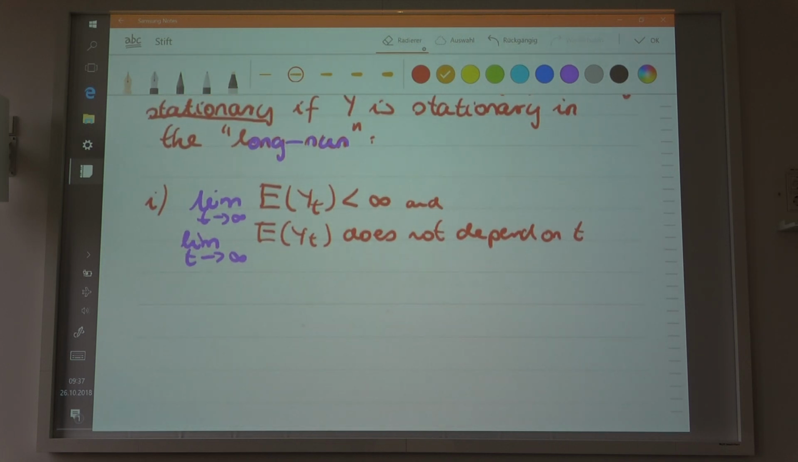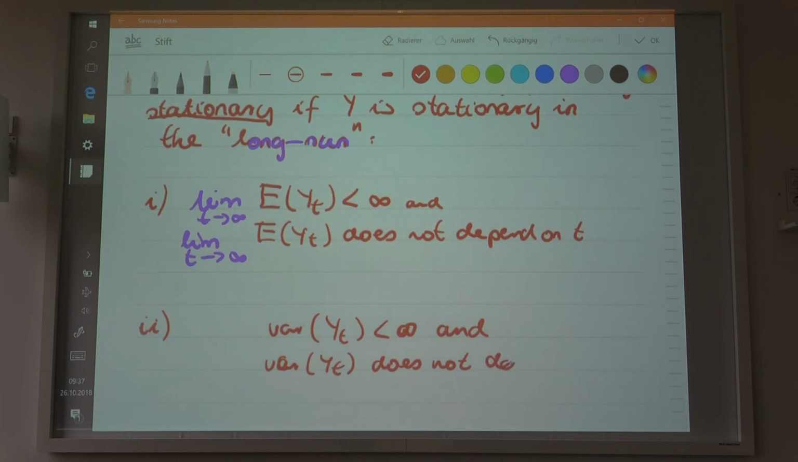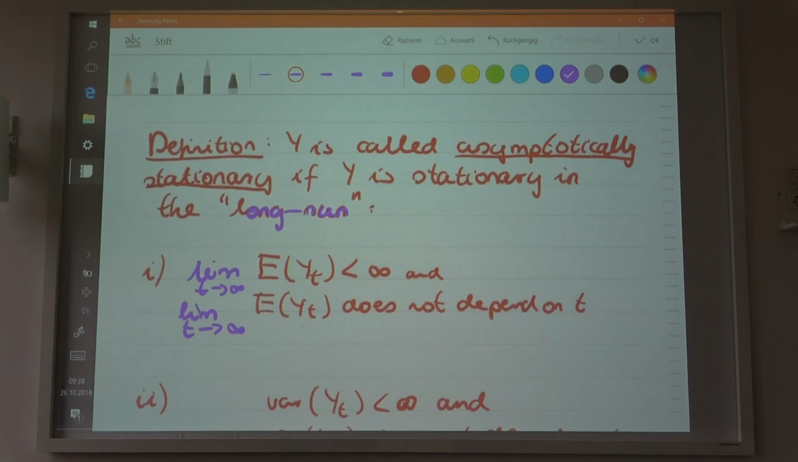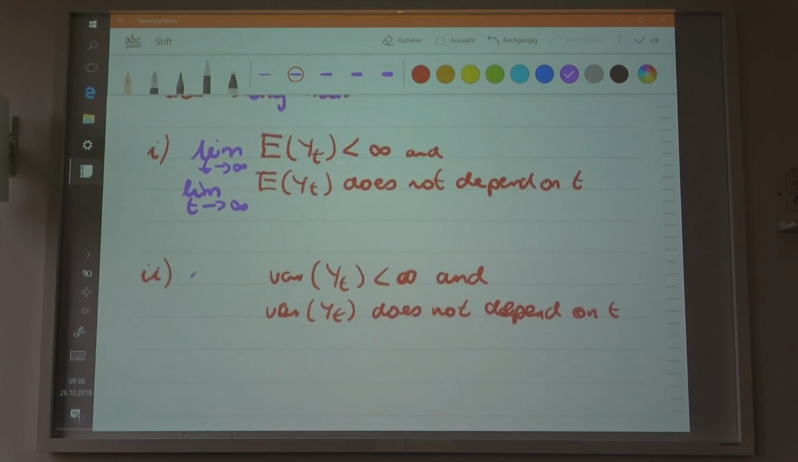And the same thing holds for the variance too. It's not the variance that's supposed to be finite here, guys. It's not just the variance that does not depend on t, but rather the limit of the variance. So this is what it means if you talk about stationarity in the long run. So the limit again.